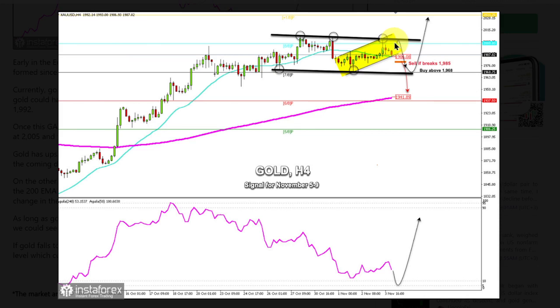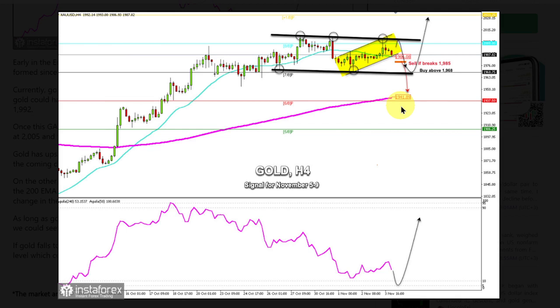Gold has upside potential, and as long as it trades above 1968, we could expect it to continue rising in the coming days. It could reach plus 18 Muri, located at 2031. On the other hand, if gold falls below the 78 Muri level, 1968, and consolidates below the 200 EMA, 1941, it could reach the psychological level of 1900, which could be the beginning of a change in the trend in the medium term.